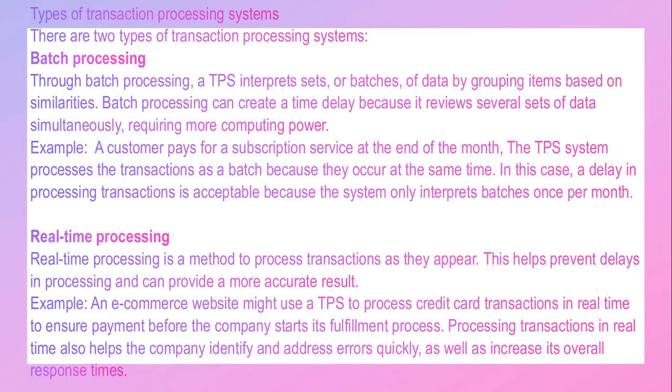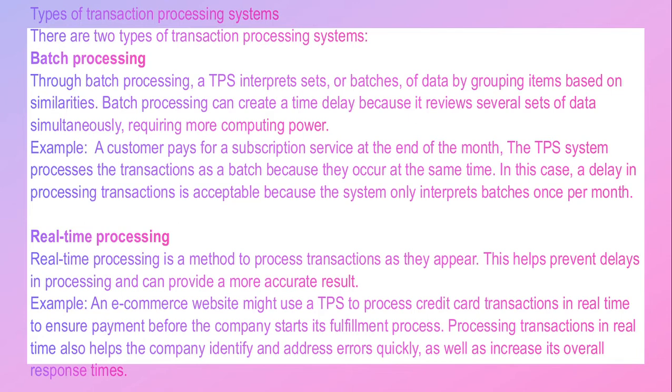Example: customers pay for a subscription service at the end of the month. The TPS processes the transactions as a batch because they occur at the same time. In this case, a delay in processing transactions is acceptable because the system only interprets batches once per month.